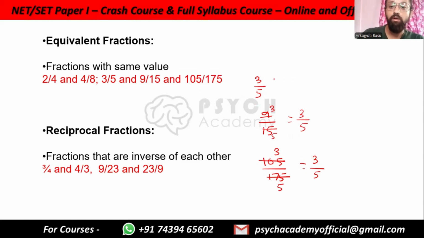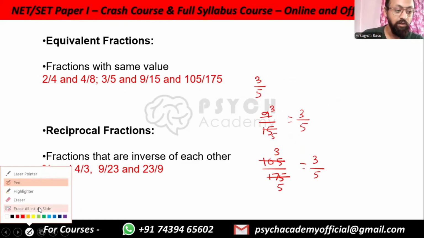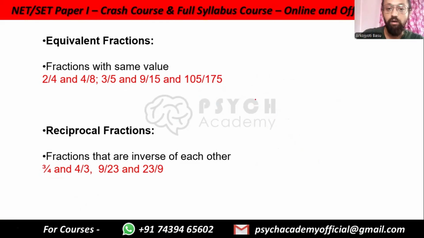What are reciprocal fractions? Reciprocal fractions are when one fraction is simply inverted. Example, reciprocal of 3 by 4 is 4 by 3. Reciprocal of 9 by 23 is 23 by 9. You just simply invert it.